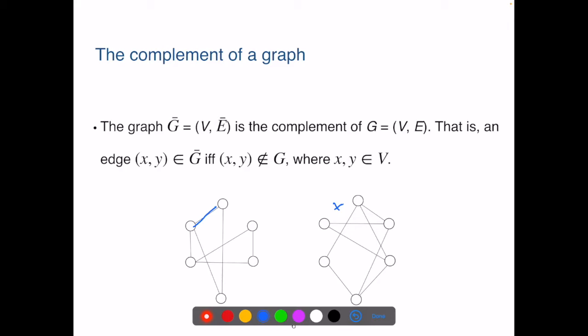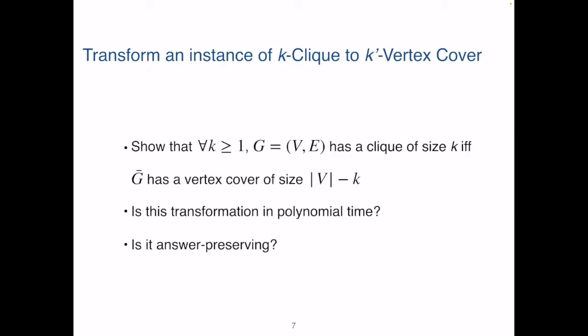Next, we will show how we can phrase a vertex cover problem on G complement that is answer preserving with the original k-click problem on G. We need to show that graph G has a k-click if and only if G complement has a vertex cover of size V's cardinality minus k.